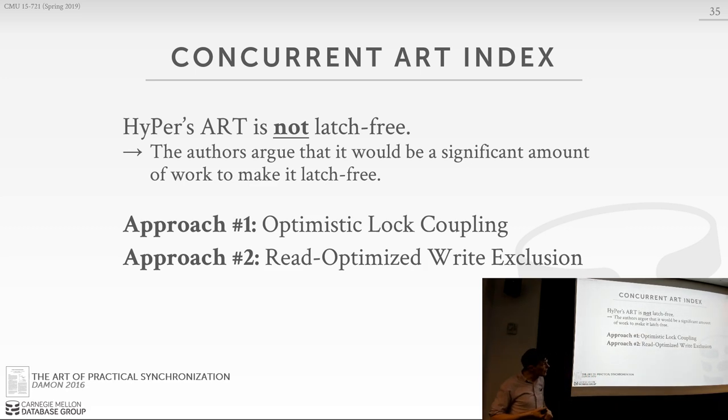So they instead propose two different approaches to do latching. So they have optimistic lock coupling, as they call it in the paper, and then read-optimized write exclusion. I'm going to focus on this one because I think it's the easiest one to understand, and this is what we actually implemented in the B+tree that we benchmarked in the paper you guys read last class. I think this is the right way to do this.